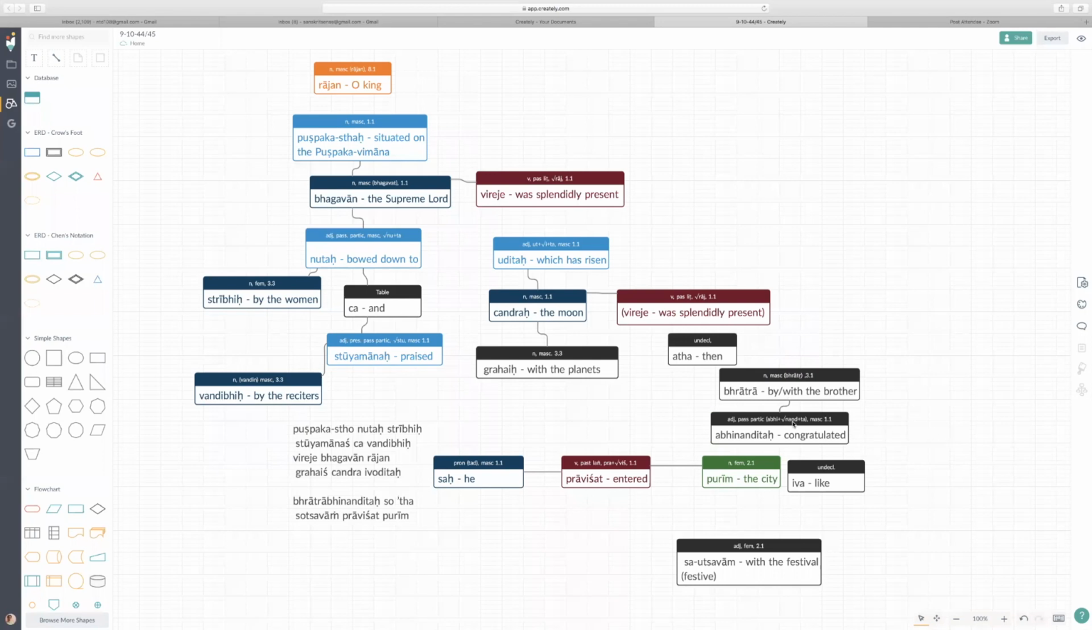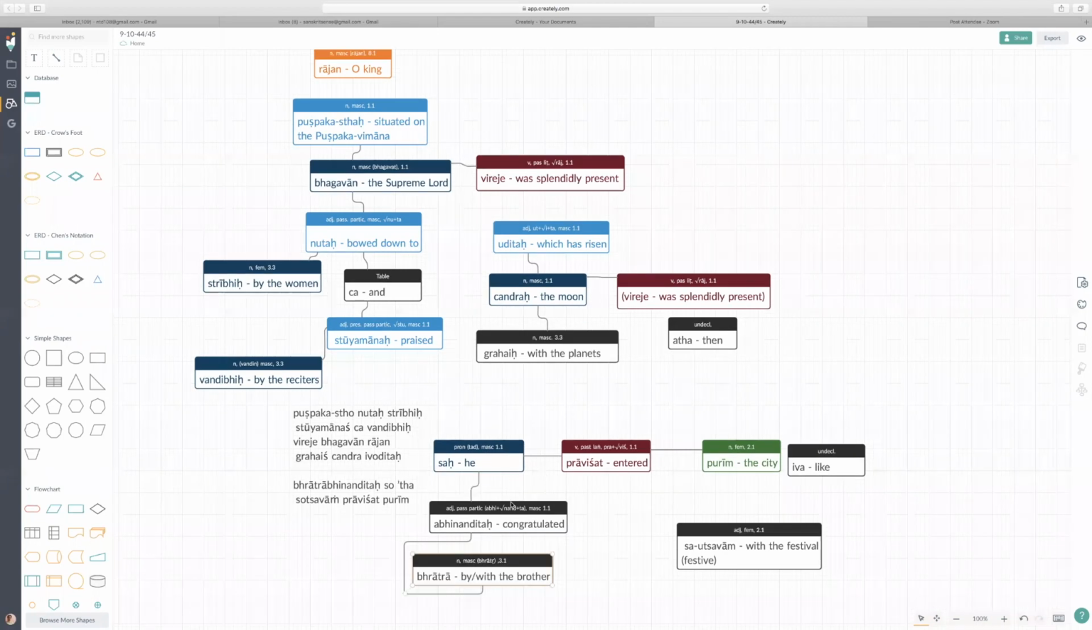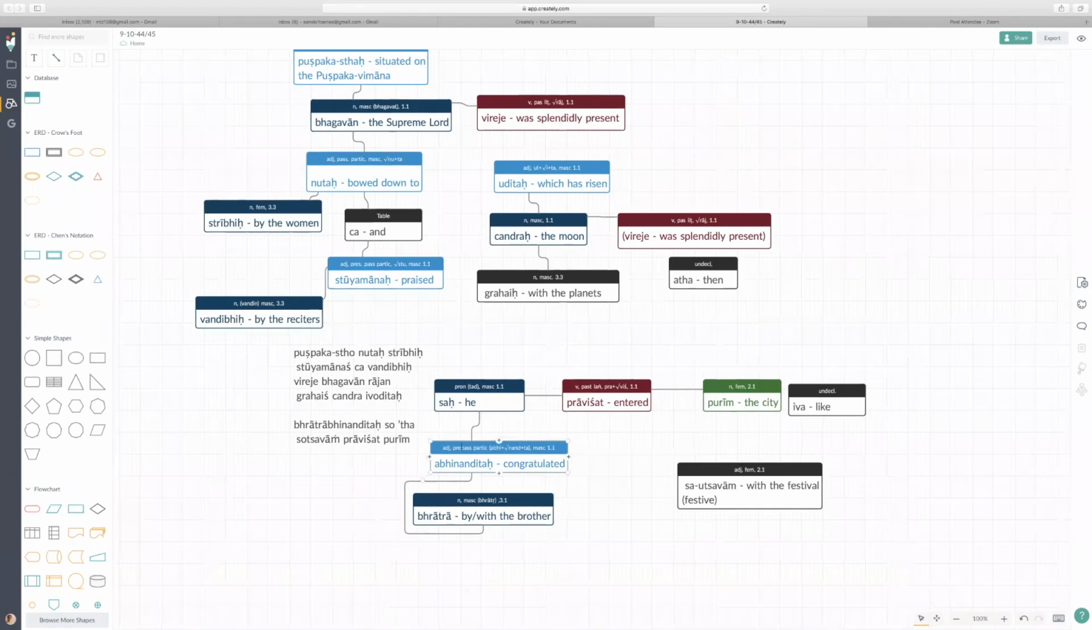Well, the thing is, this is a participle that's connected to the subject. He, what kind of he? He who was congratulated or praised. Let's say congratulated by his brother. That's the connection. These present participles are always adjectives. They are never connected directly to the verb. They are connected either to the object or the subject.